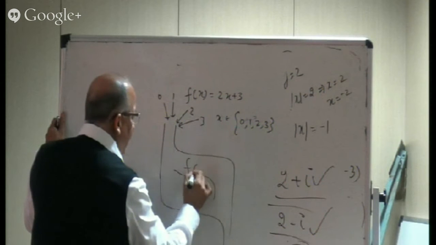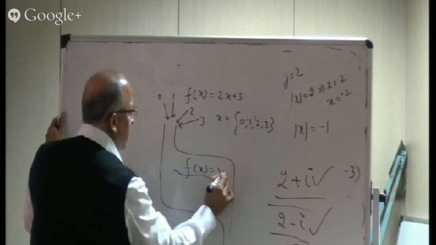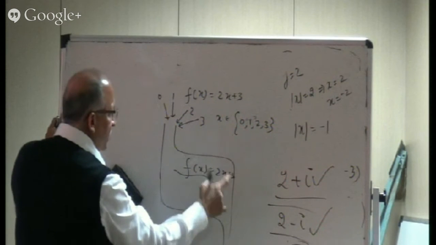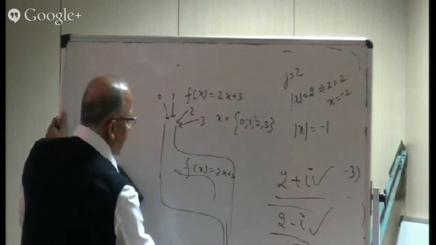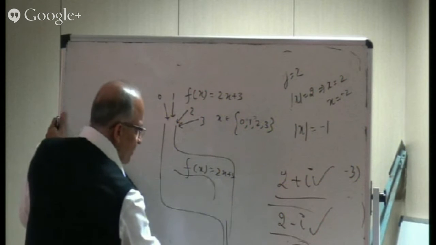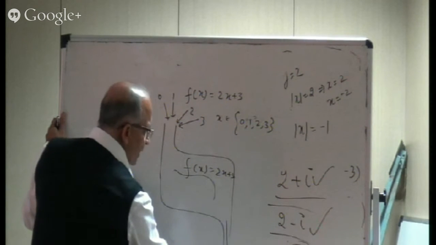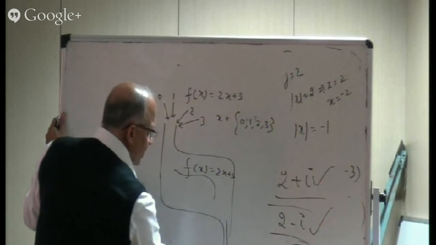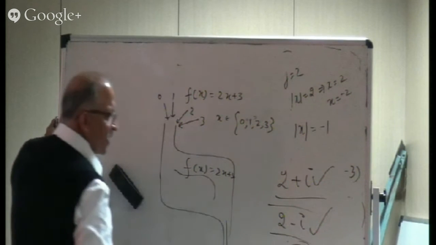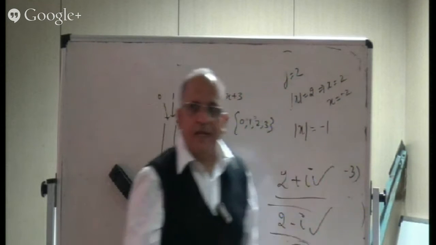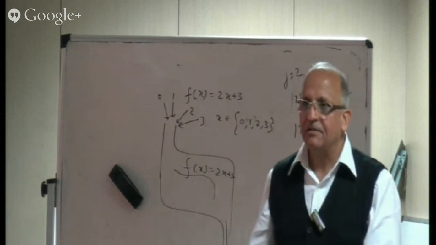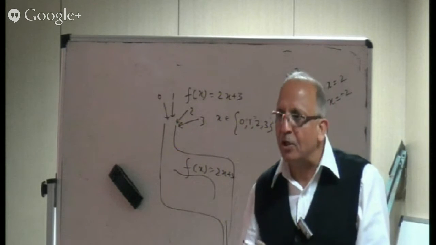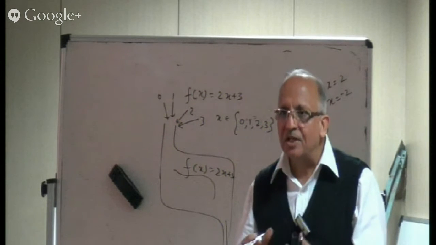That is decided by this function, 2x plus 3. What is 2x plus 3 doing? It will multiply 0 by 2 and add 3. 3 will come out. When you put in 1, 5 will come out. When you put in 2, 7 comes out. When you put in 3, 9 comes out. So this is the range now. Range means values of y which you get when you put the values of x, and which values of x you are permitted to put in, which are in the domain.